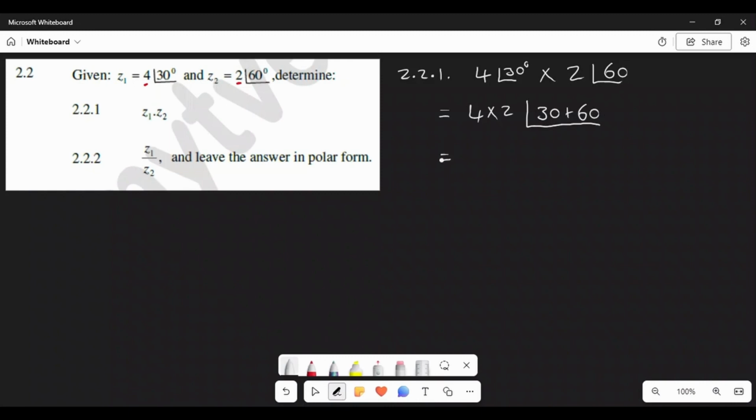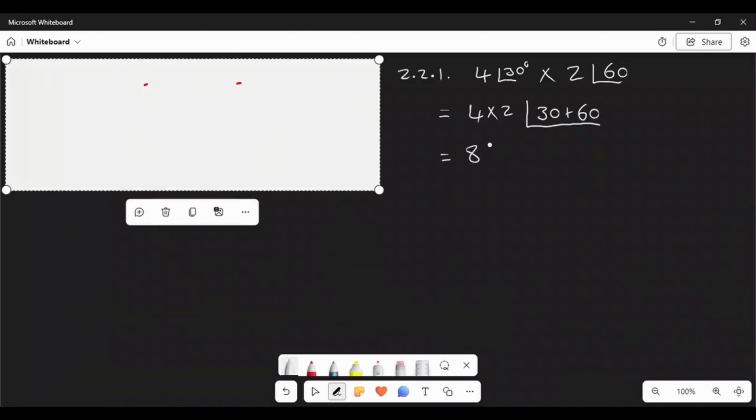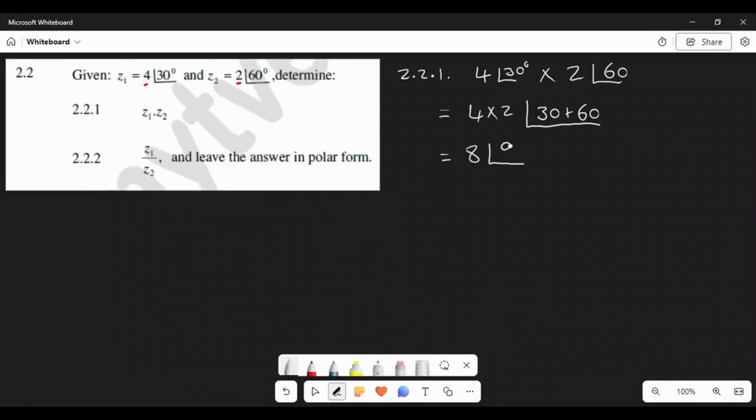So your final answer here is going to be 8, and then the angle is going to be 90 degrees. They never specified, so rather leave it like this as a polar form, right? So this was very simple, guys. So let's look at 2.2.2.